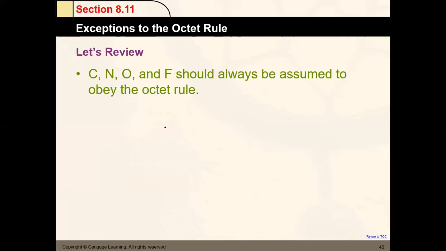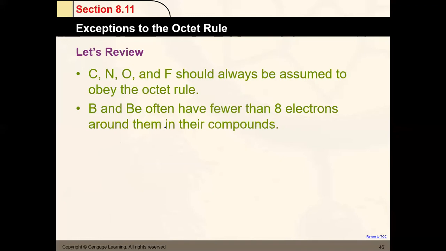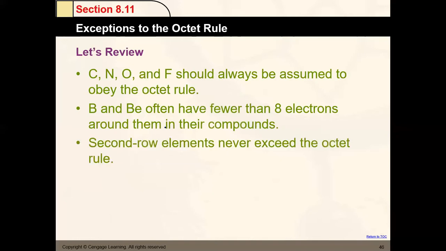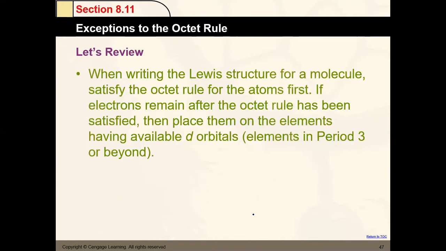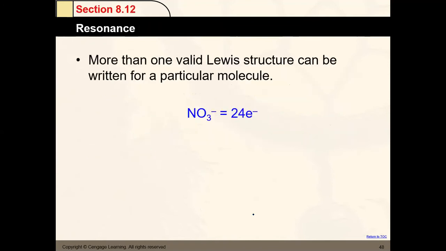Instead, they fulfill the octet rule 100%. Boron and beryllium have less than 8 electrons, and the second row never exceeds the octet, that's carbon, nitrogen, oxygen, fluorine. Third row and below, they are heavier elements, and they can expand the octet because of the d orbitals. That's exactly what I was telling you, right? So the empty valence d orbitals are the ones that give room to expand the octet. Okay, so let's keep going.